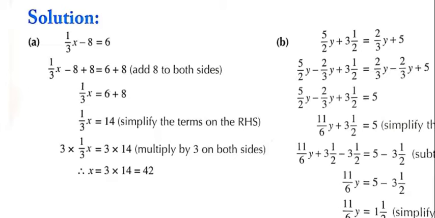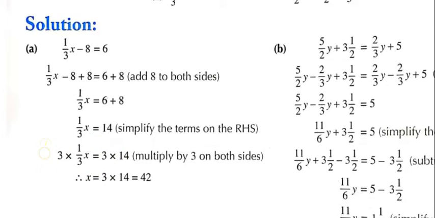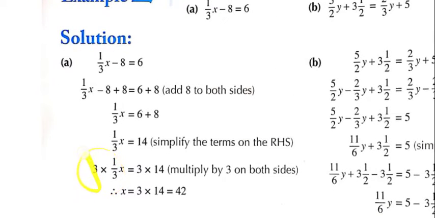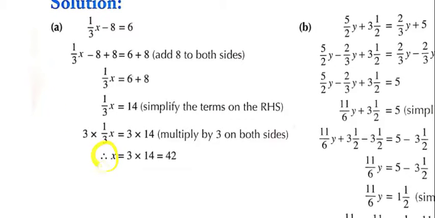So we'll have 1 over 3x equals 14, and then we want to get rid of the 1 over 3, so we do the opposite. We times 3 on both sides. So 3 times 1 over 3 will become 1, which is 1x, which is just x, and 14 times 3 is 42. The answer is 42.